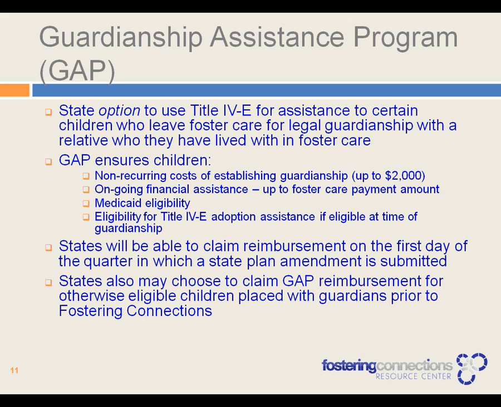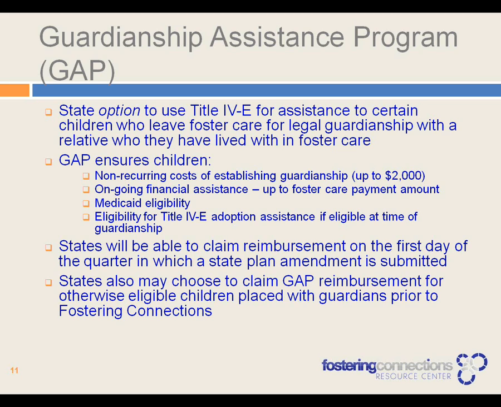Along with the ongoing financial assistance and providing for the non-recurring costs of establishing guardianship, GAP ensures that children continue to have access to Medicaid and continued eligibility for adoption assistance as long as they are eligible at the time of guardianship, should their guardian later decide to adopt. And states can begin claiming reimbursement for guardianships established on the first day of the quarter in which an approvable state plan amendment is submitted, and you can do that through your regional office.